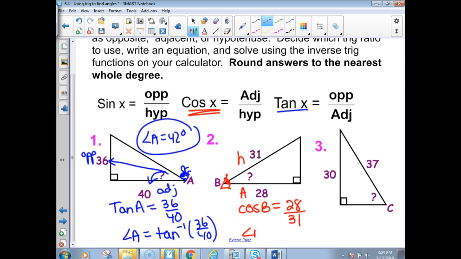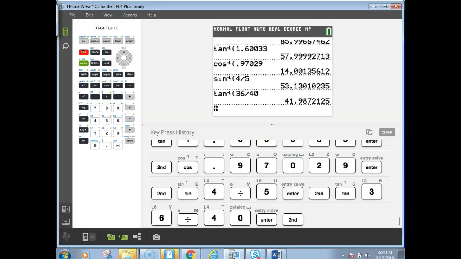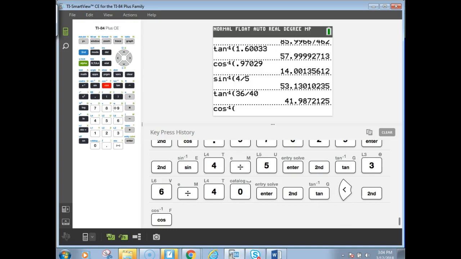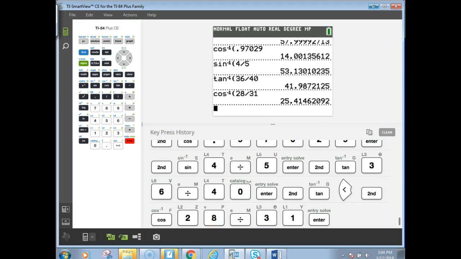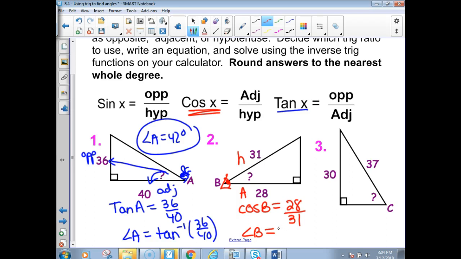And so I'm going to calculate angle B by doing second cosine. Every time you find an angle measure, you're using the second keys. Oops, I hit the tan button. Second cosine, 28 divided by 31. Got 25.4 degrees. That's the kind that bugs me to round to the nearest degree. So if we did to the nearest degree, it'd be 25 degrees.